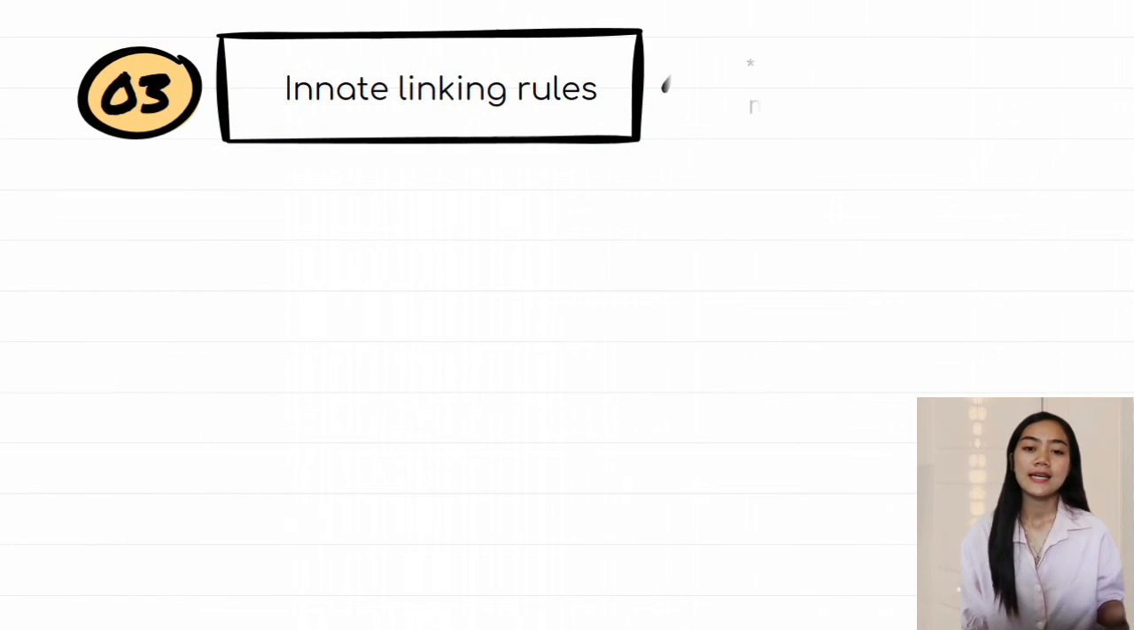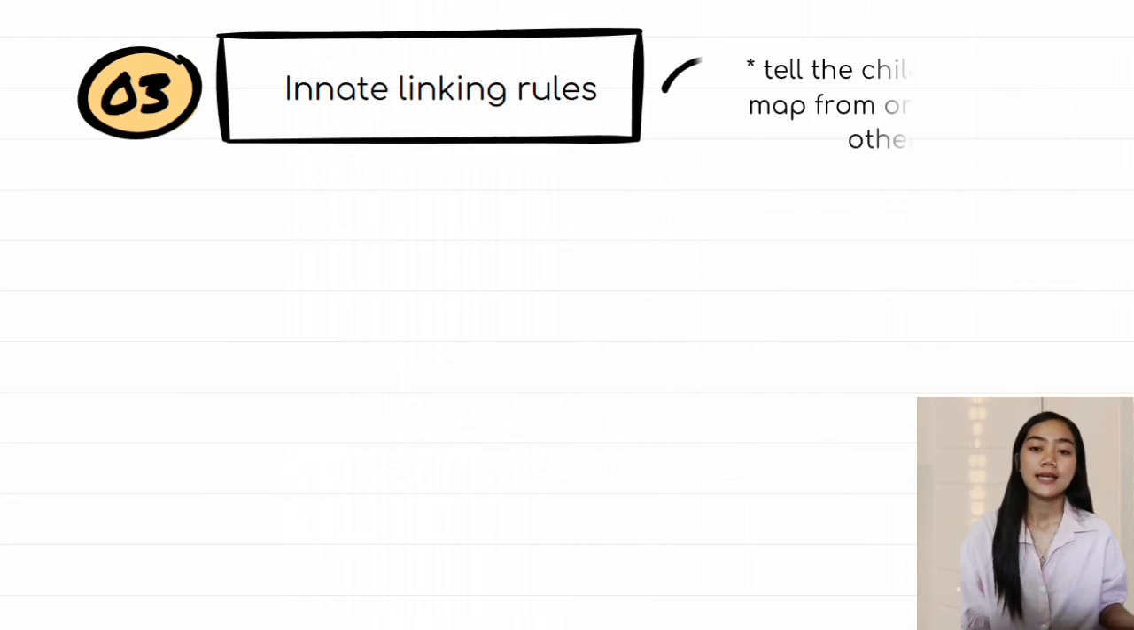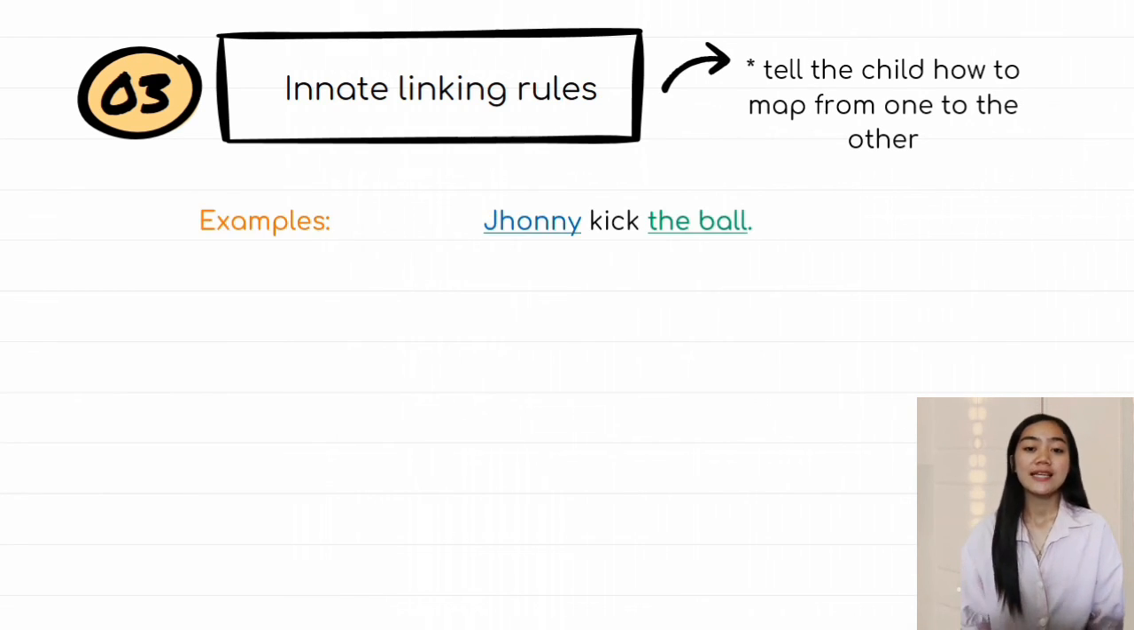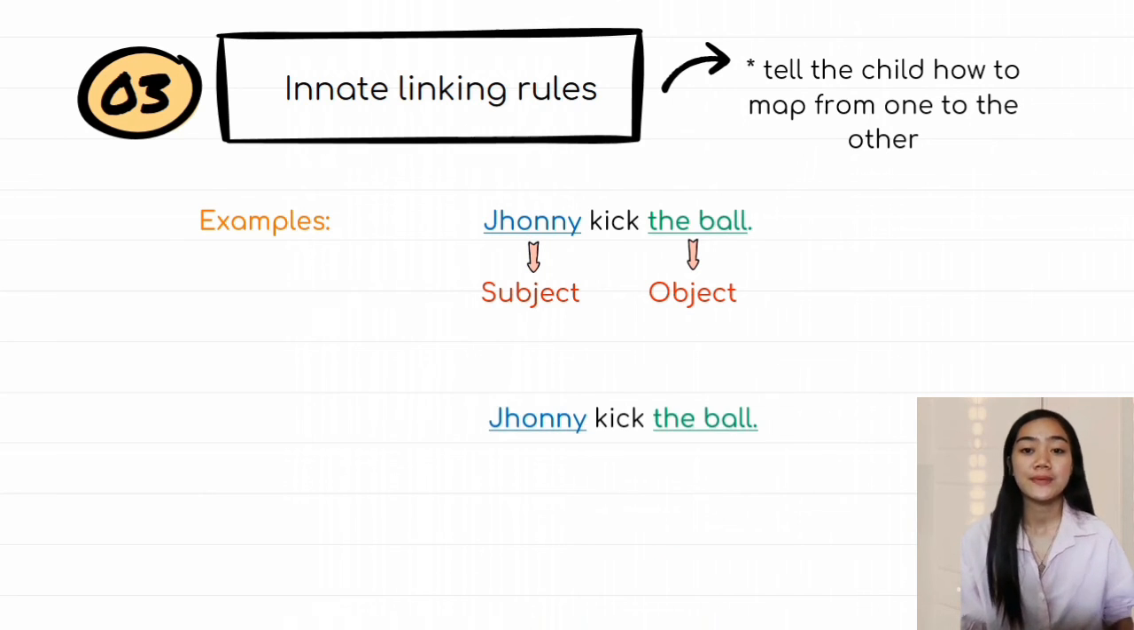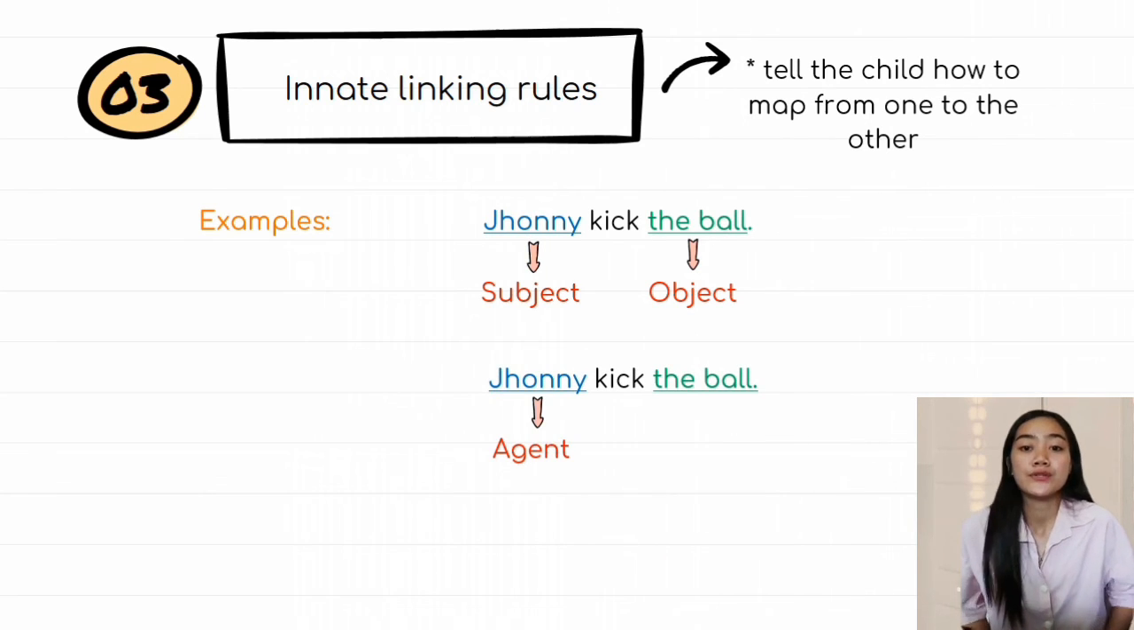The fifth one is innate linking rules that tell the child how to map from one to the other. In the example, Johnny kicked the ball, Johnny could be the subject and the ball could be the object. And the child could map it so that Johnny could also be the agent and the ball could also be the patient.